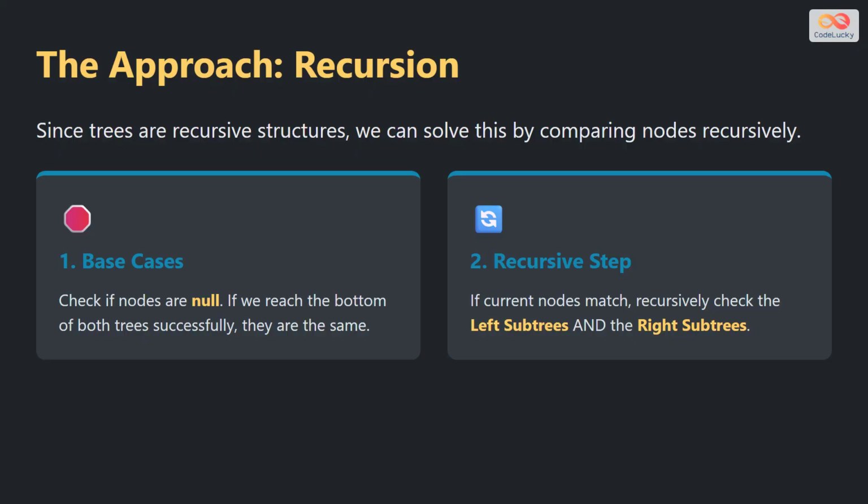The most intuitive way to solve this is using recursion. Since a tree is a recursive data structure, we can verify equality by checking the current node, and then recursively checking the left and right subtrees. We break the problem down into smaller, identical problems.